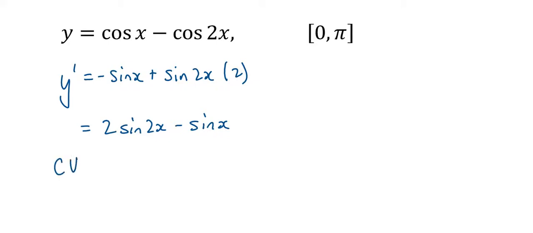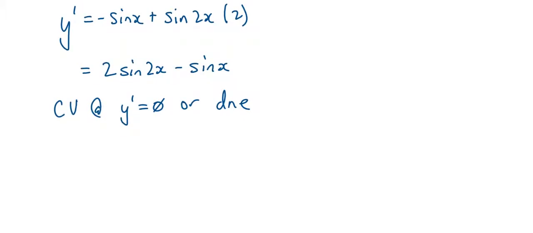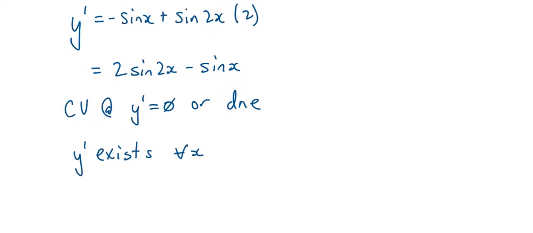So critical values when y prime equals 0 or does not exist. Y prime exists everywhere. Is there any reason for it not to? There's no asymptotes, not dividing by 0 ever. Tangent has asymptotes because it's sine over cos. So whenever you're dividing by cos, when cos is 0, you would have an asymptote. We're not really going to see a lot of tan though, so don't worry about that. So generally speaking, these will exist for all x, but we do need to say that every single time.